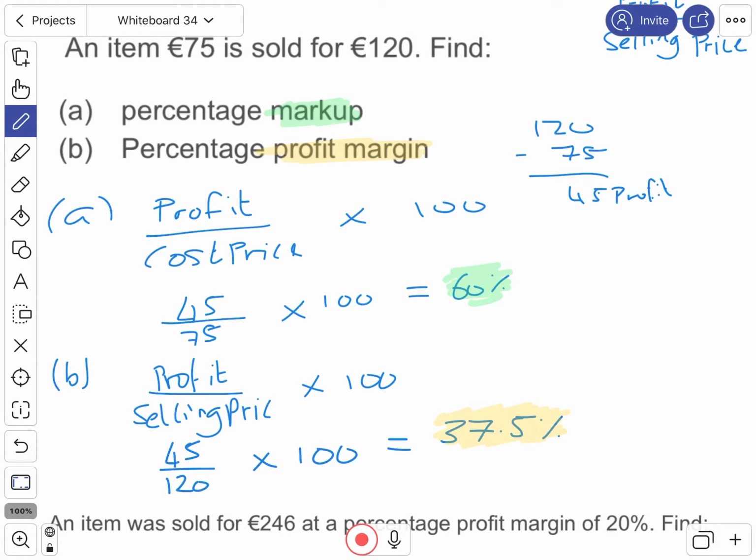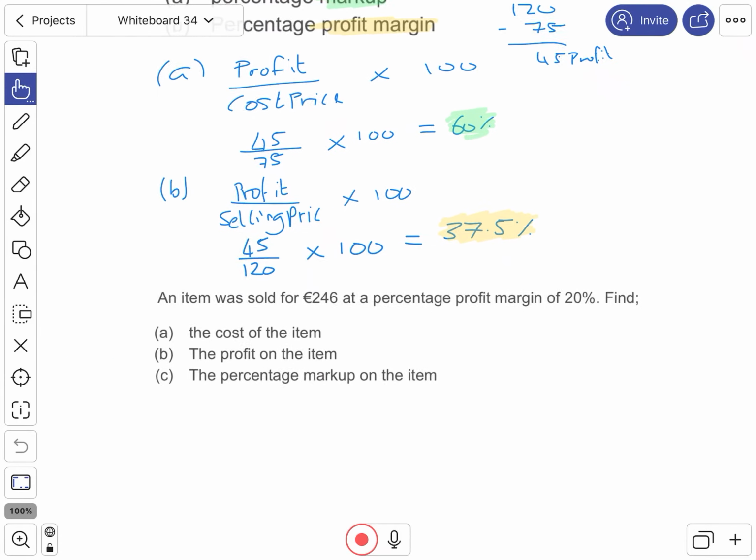Okay, so just remember, another way to say these as well is you might not be asked for percentage markup, you might be asked for the percentage profit on the cost price. And for B, you could be asked for the percentage profit on the selling price. So just be aware they can ask it like that as well. Otherwise, we have to remember which one is which. Okay, let's take a look then at one last question.